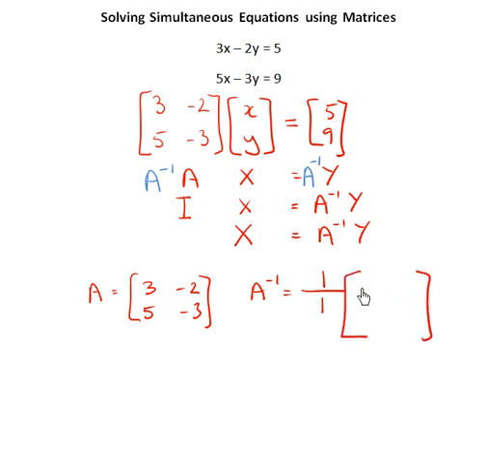As before, swap A and D. Put negative signs on the other two elements. So put a negative sign on -2, you'll end up with +2. Put a negative sign on 5 and you'll end up with -5. So there's our inverse matrix.